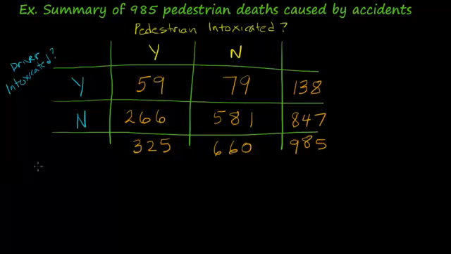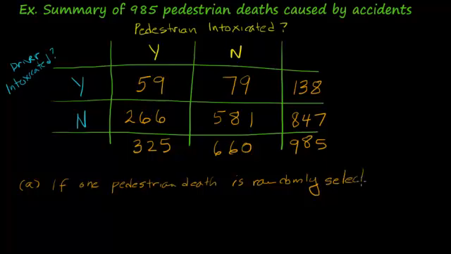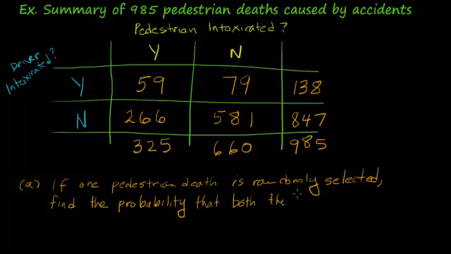So our first question will be part A. If one pedestrian death is randomly selected, find the probability that both the driver and the pedestrian were intoxicated.